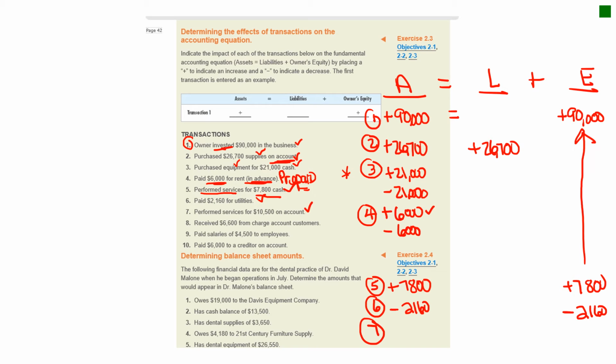Number 7 says, again, you perform services for $10,500 on account. If you compare and contrast number 5 and number 7, the only real difference is one is a cash item and the other one's an account item. Now, this is not accounts payable, it's going to be accounts receivable, because it's money owed to us. It's the other way around, which is also considered an asset. So you'd put a plus 10,500 as an asset, that's accounts receivable, and you put the plus 10,500 again here under your equity item. So that would be number 7.